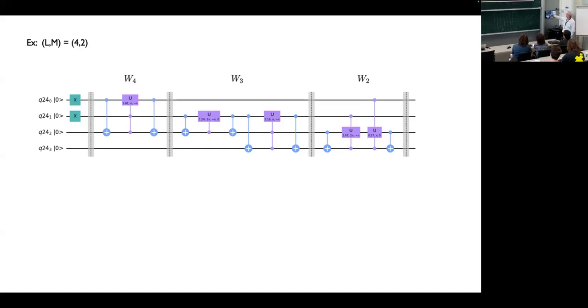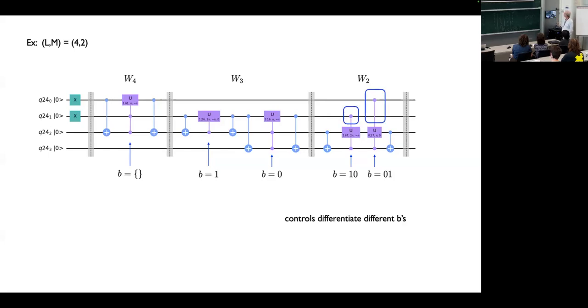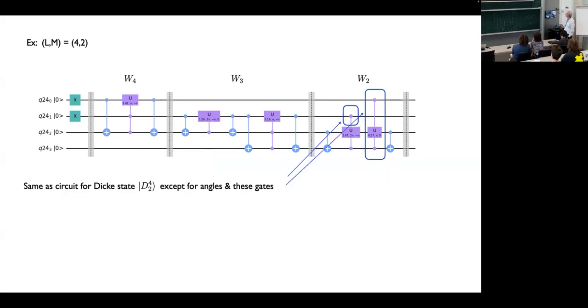So this is a circuit for 2. Again, this prepares a reference state, and then this is the W's. And this comes from the empty set, and then B is 1, B is 0, and here B is 1, 0, 0, 1. And again, these controls here differentiate between this B, the 1, 0, and 0, 1. And if you recall the Dicke state, D42, it's almost the same, except here we have this extra gate and this extra control. And also the angles, if you look carefully at them, are different.